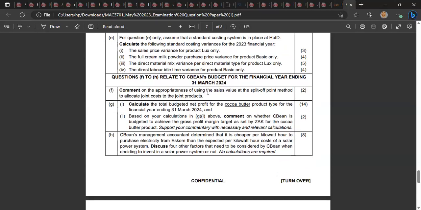Comment on the appropriateness of using the sales value at split off point method to allocate the joint costs to the joint product. So when you get a question like this, which is asking you about the appropriateness of a certain thing, to cut the long story short, if you are stuck on this, you are simply looking for the advantages of that kind of method. It can be the sales value, the net realizable value, or the physical measures. We are basically looking for the advantages. So you can simply Google them. It's just 2 marks there, so ideally, it's just 1 or 2 points that you can put in on that one.